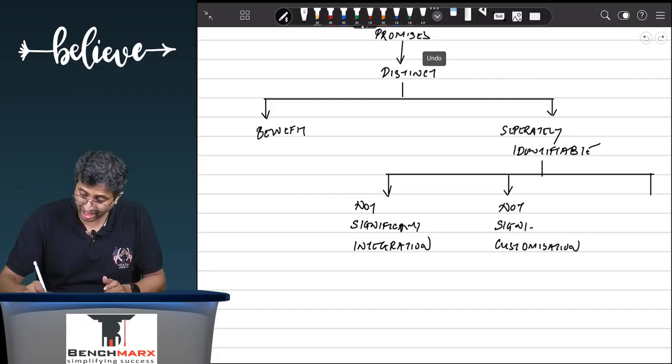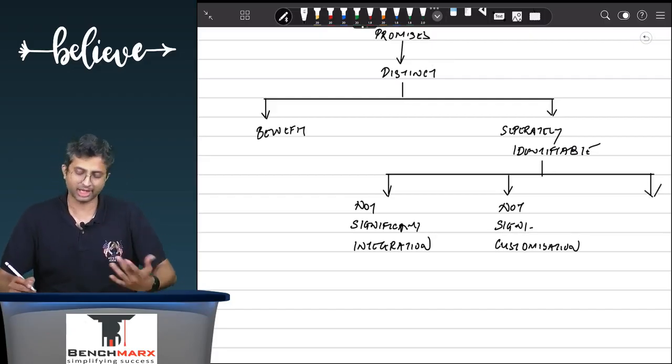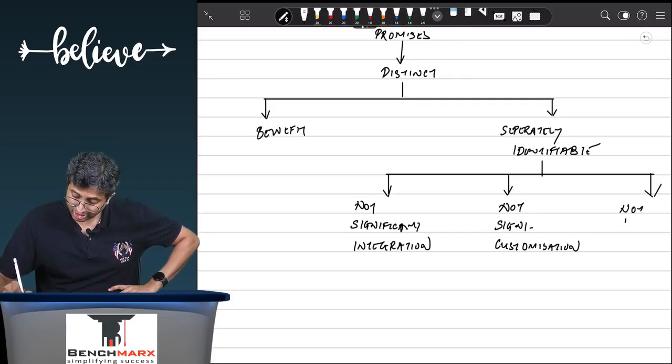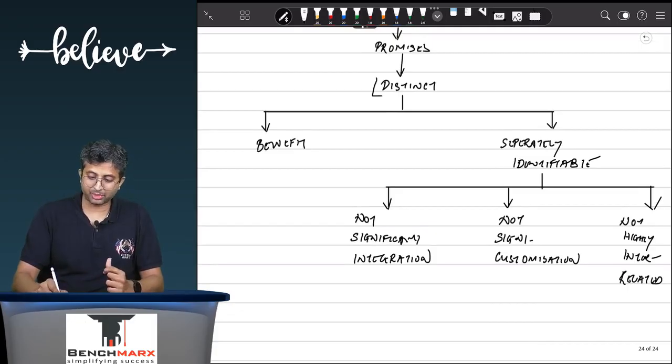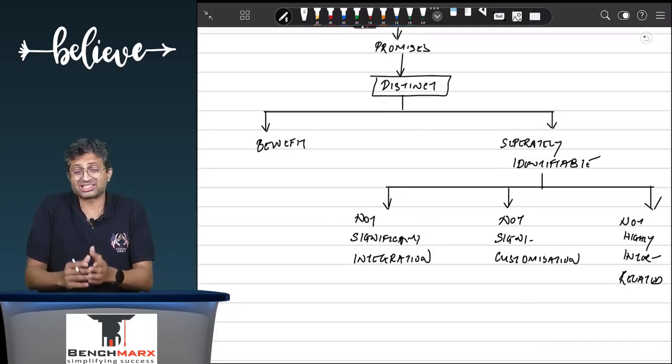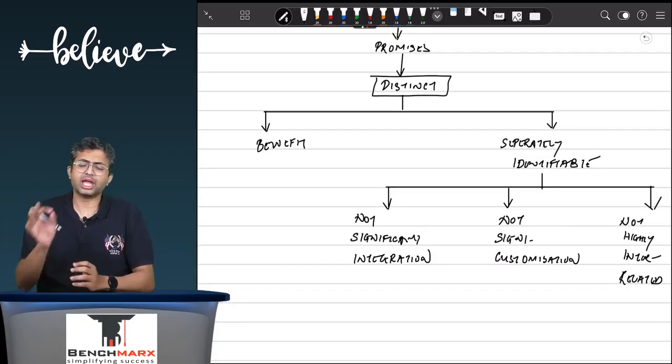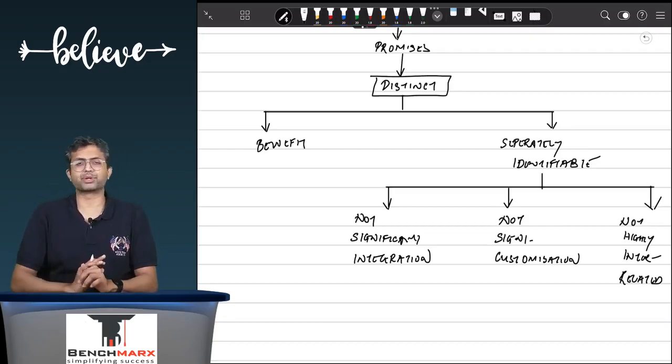Now, whether they are highly interrelated or not is fact-based. The question is to tell you that they are highly interrelated. They are not highly interrelated. If all of these are not satisfied, that is when we say that the performance obligations or promises are distinct, and if they are distinct, that is when you record them as separate performance obligations.